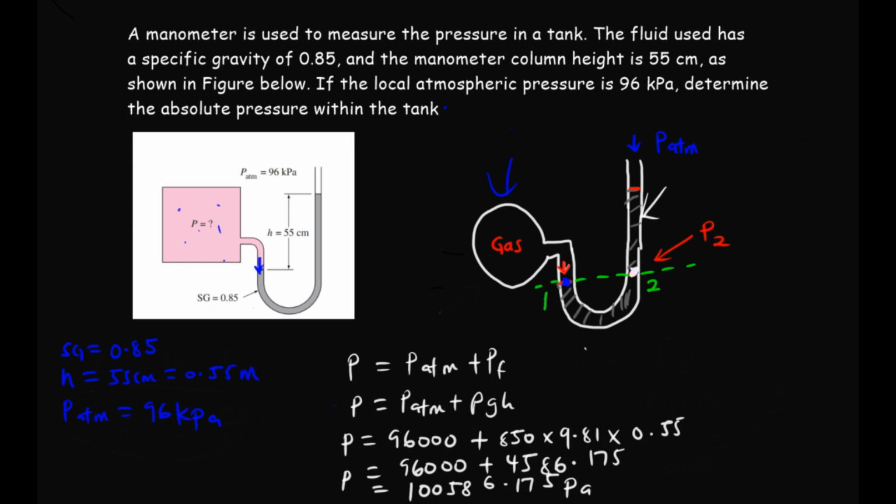kilopascal. So P equals, I'll multiply this value here by 10 to the power minus 3. When I do that, I'm going to have P equal to 100.6 kilopascal. The unit is kilopascal. Let's take note of this. This will be the pressure that is exerted by the gas in this container that we have here.